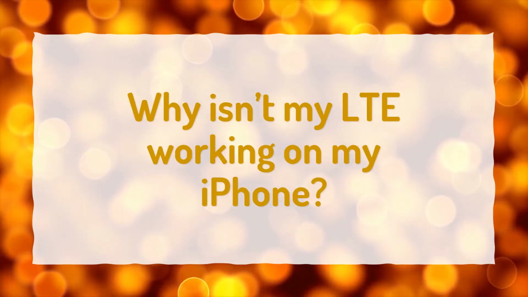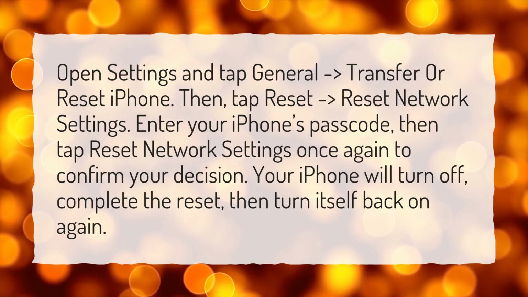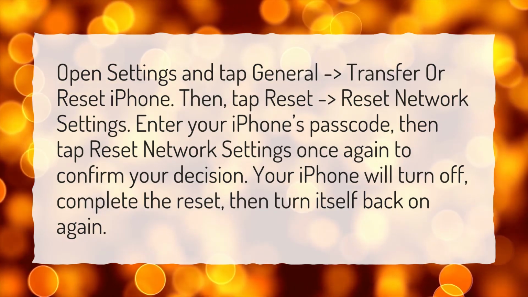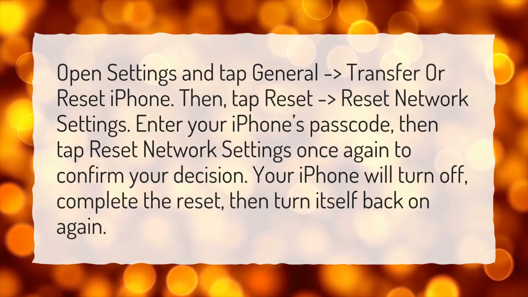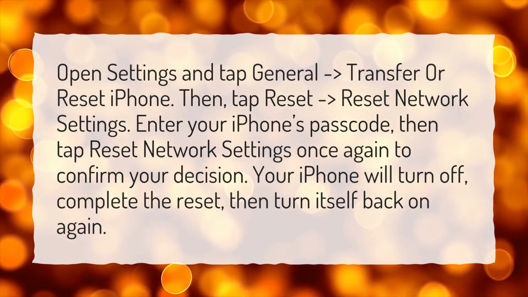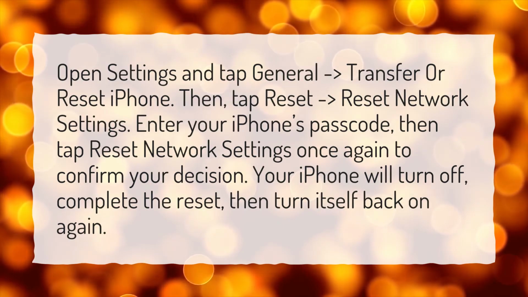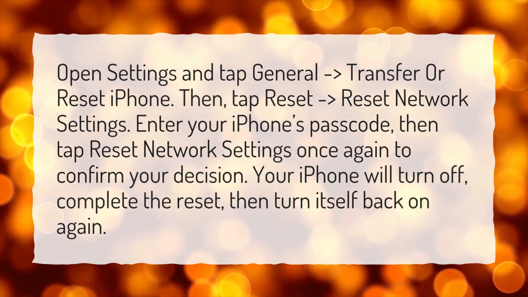Why isn't my LTE working on my iPhone? Open Settings and tap General to transfer or reset iPhone. Then tap Reset to reset network settings. Enter your iPhone's passcode. Then tap Reset Network Settings once again to confirm your decision. Your iPhone will turn off, complete the reset, then turn itself back on again.